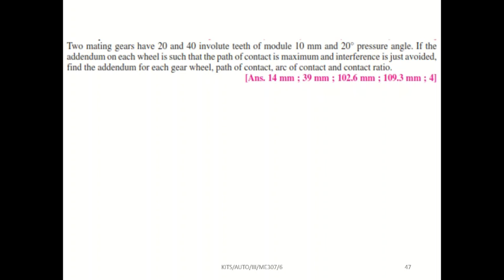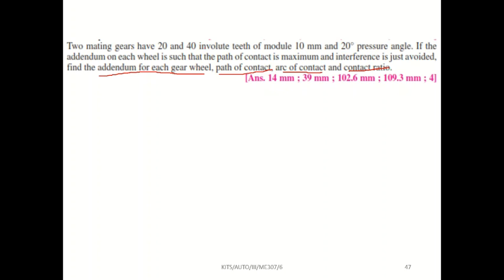First let me read the question. Two mating gears have 20 and 40 involute teeth of module 10 mm and 20-degree pressure angle. If the addendum on each wheel is such that the path of contact is maximum and interference is just avoided, find the addendum for each gear wheel, path of contact, arc of contact, and contact ratio. So we have to find out the addendum for each gear wheel, path of contact, arc of contact, and contact ratio.